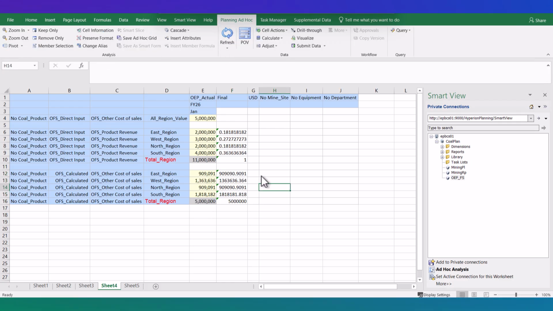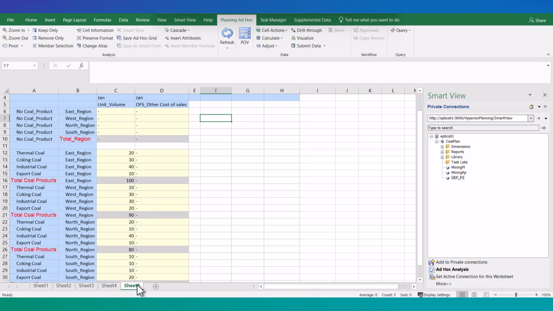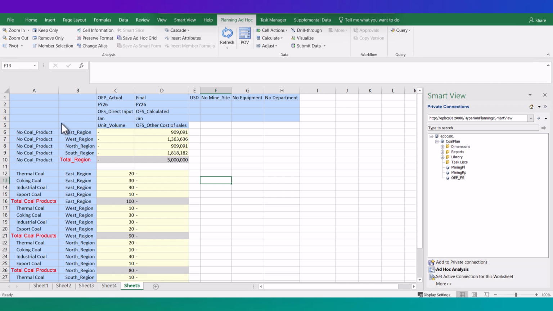So if you see, we get the same data which we calculated earlier manually. So this is how the allocation worked. Now we are done with the first level of allocation. Now this allocation, whatever the allocated value, needs to get allocated to the product level. It's the same combination which we saw in the previous sheet.